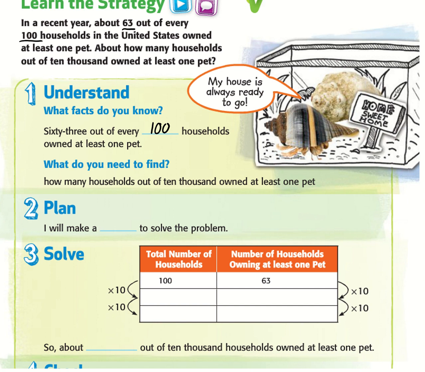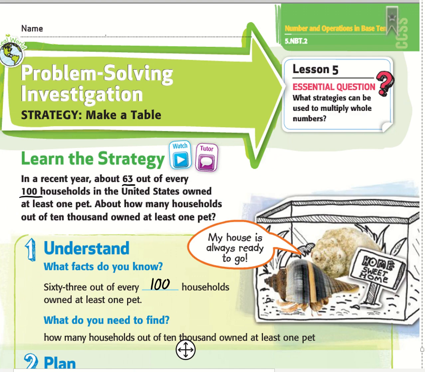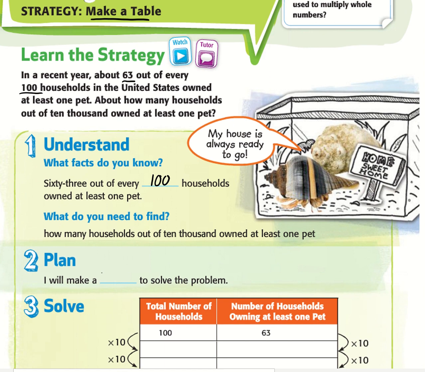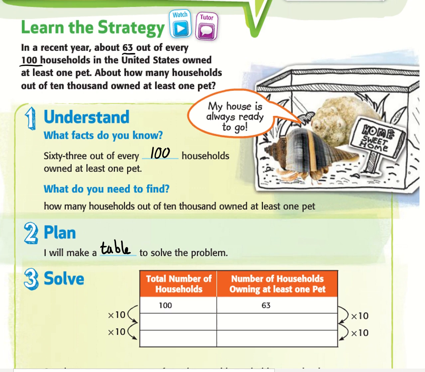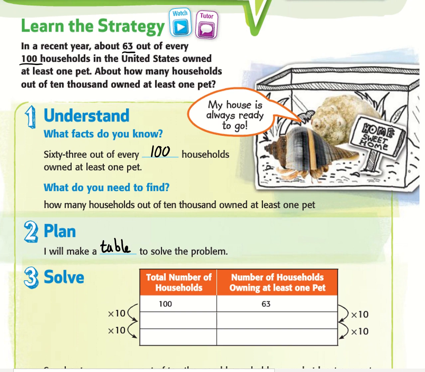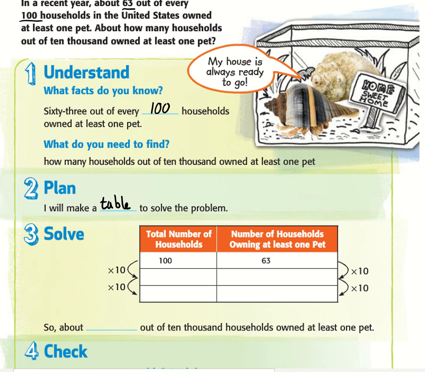So plan. I will make a table to solve the problem, since we are learning how to make a table. So number 3, solve. They provided a table for us. One is the total number of households, and the other one is the number of households owning at least one pet. So we need to get from 100 to 10,000. And whatever we do to one side of the table, we're going to do the same exact thing to both sides of the table.